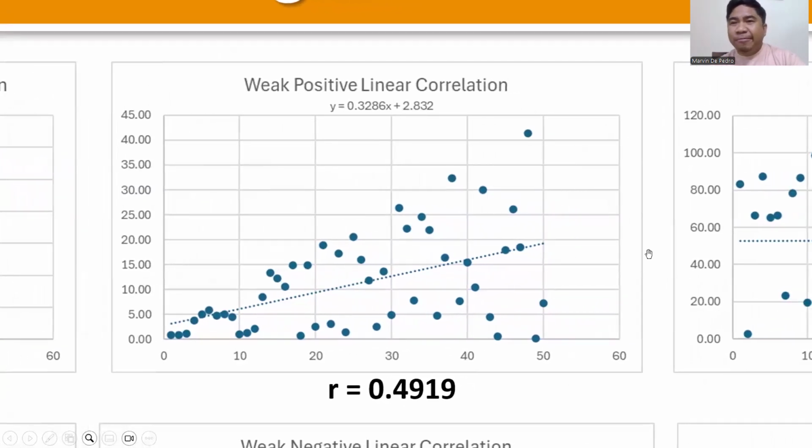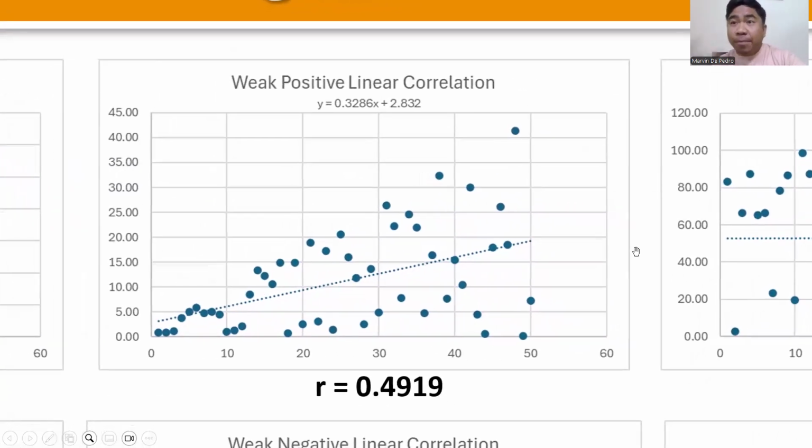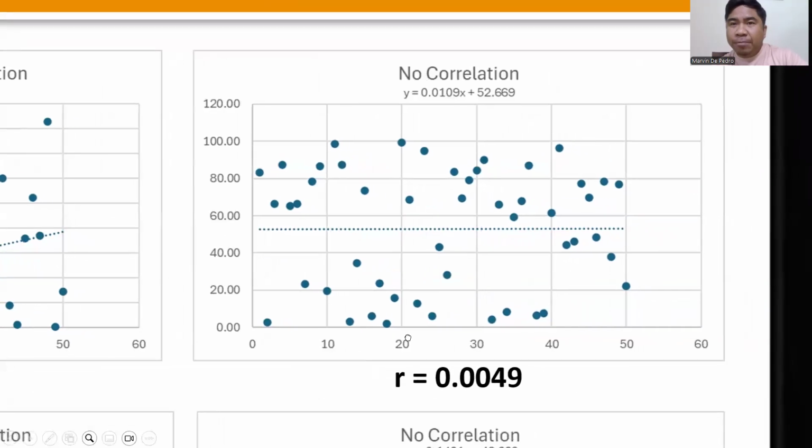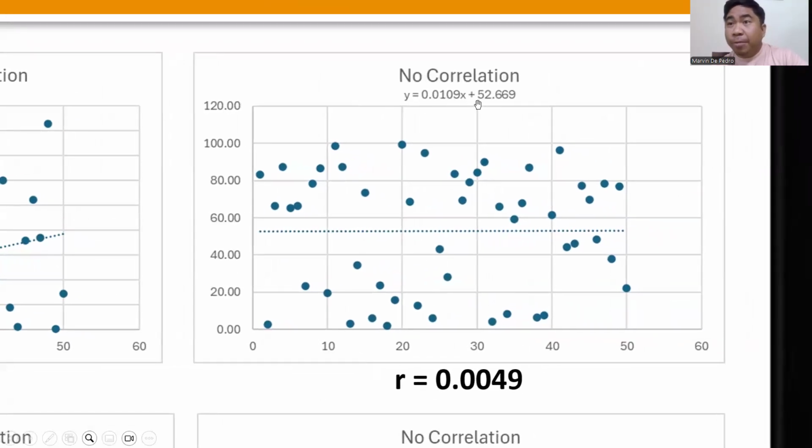Right? So maybe we'll create a separate video where we demo how we construct our scatter plot, and then how we solve for the R using Excel. Okay, and that would be part of our module 5 actually. Okay. Moving on, no correlation, we also have our trend equation.